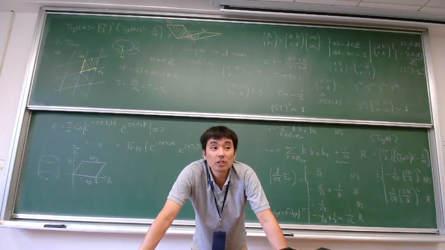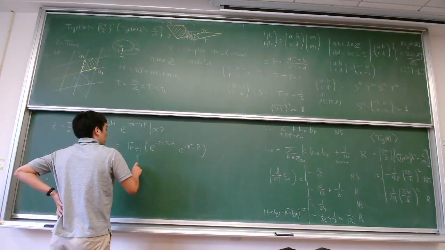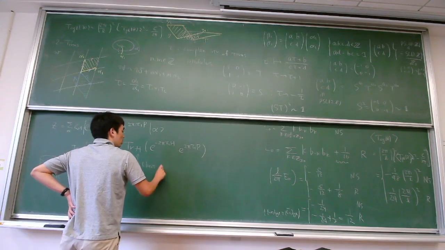Any question? So this H is Hilbert space. This means Hilbert space. Trace over Hilbert space.